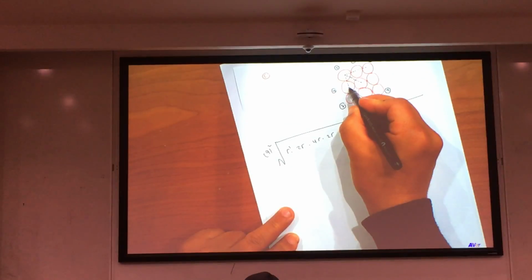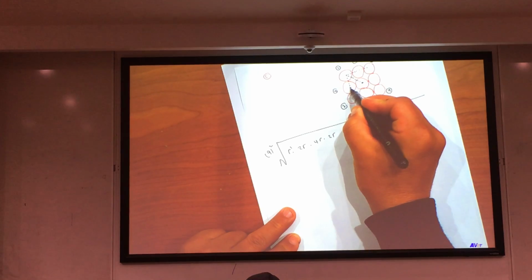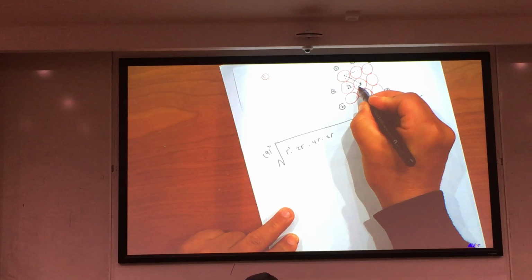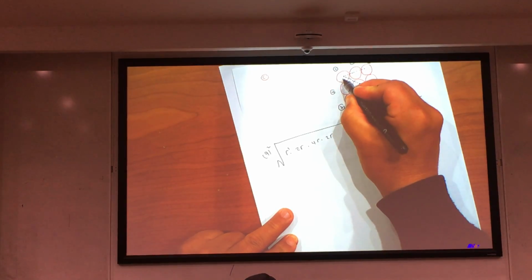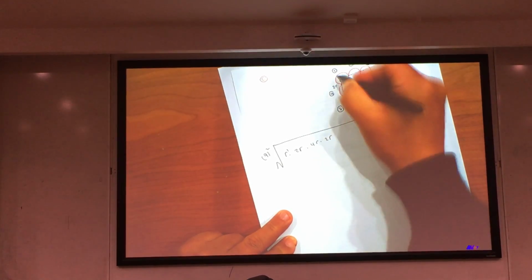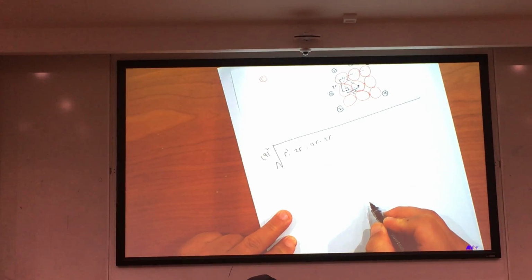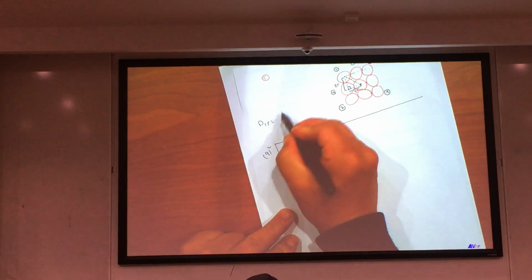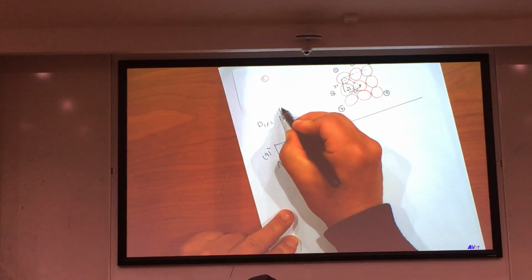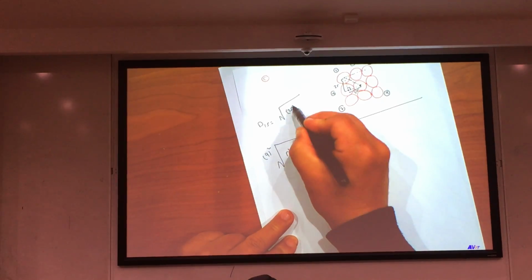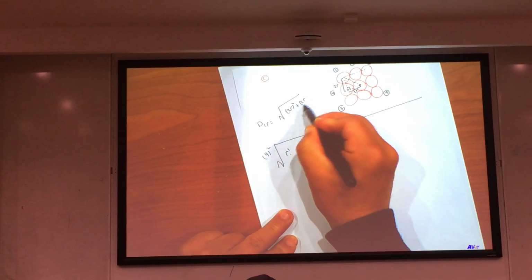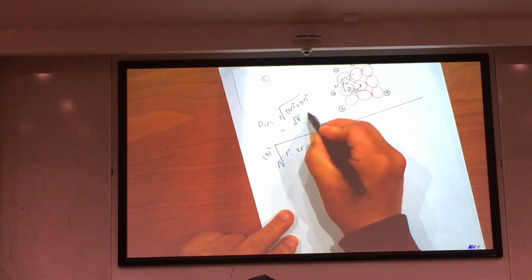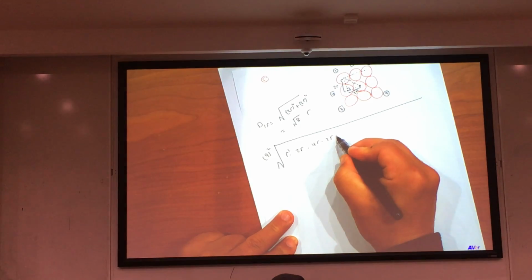But if you connect this center to this center, you will have a right angle here. And you know this one is 2R. This one is 2R. So you can calculate this distance, D15. So D15 will equal the square root of 2R squared plus 2R squared. So this will equal the square root of 8 multiplied by R.